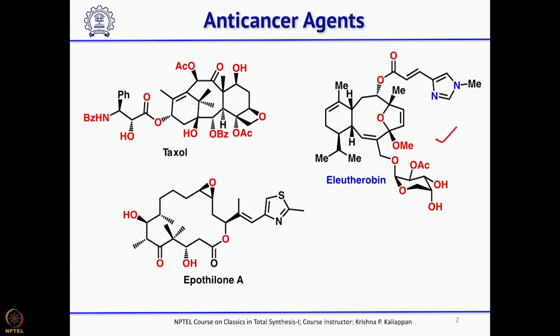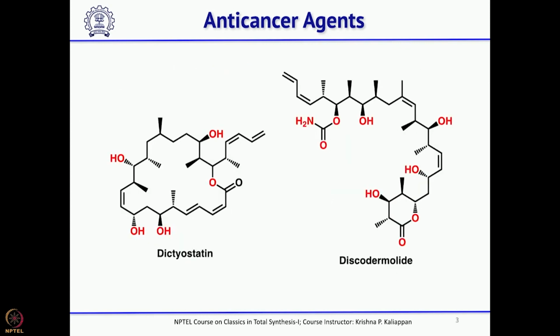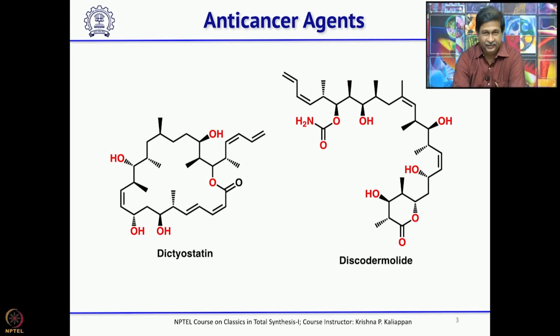Here I am showing the structure of epothilone A, and there are other epothilones as well. This is a macrolide, and 2 more natural products which were also considered to be very good anti-cancer agents in the 90s were dictyostatin and discodermolide. So, these are the 5 natural products where many synthetic groups were focusing on developing new methods and new strategies for their total synthesis. Today we will focus on one of them, that is Eleutherobin.